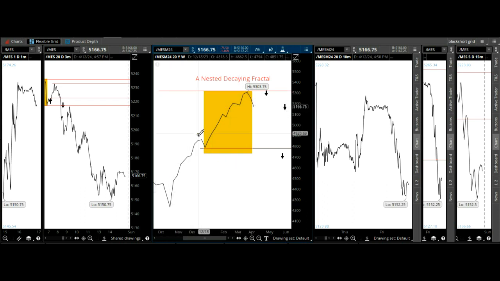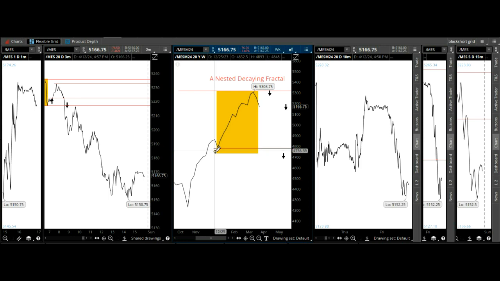Originally, it was a semi-quasi 7 up, but then appeared a decaying fractal right here. How many times have we seen that on every market, every time frame? We have a good confirmation here, right? You can short anywhere around here, around 53. That would be the stop. That's the top of the fractal.